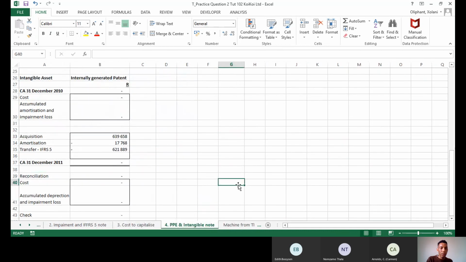Okay, so now that is the value that we recognize in the financials as per the journal entry that we've done, right? But now we're saying that we know that it is impaired. Now what we need to do is remember what we said: impairment is going to be your carrying amount.